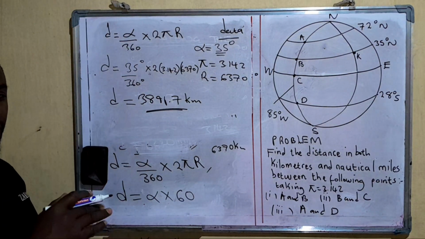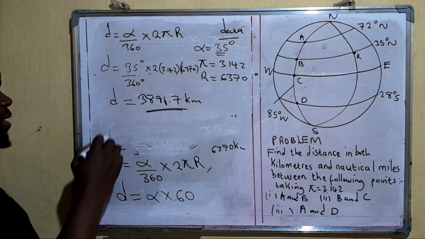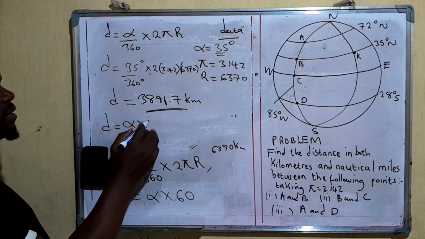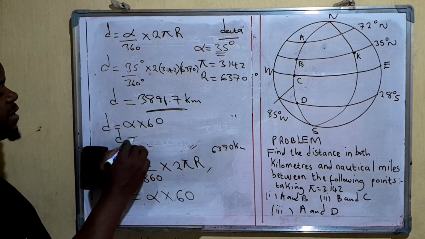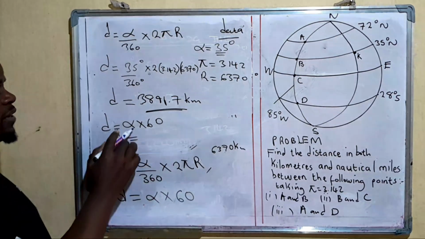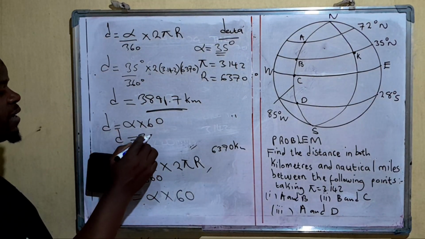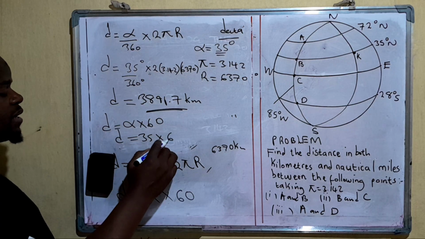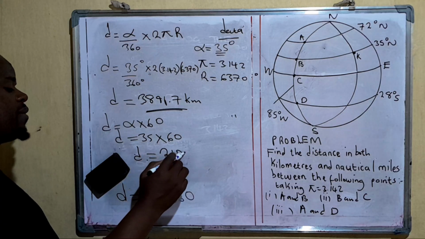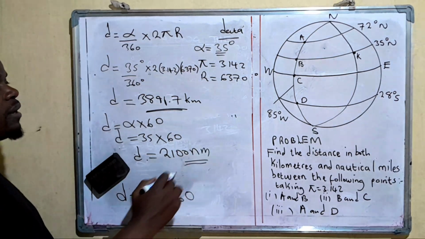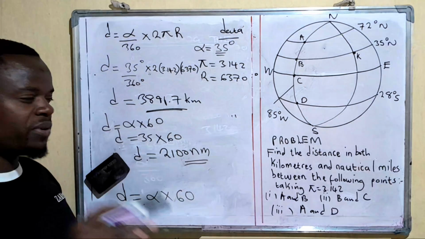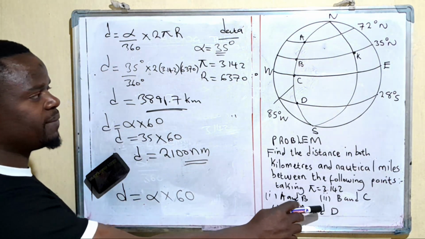We are done. We can move on and tackle the distance in nautical miles. So distance is equal to difference in latitudes times 60. The difference in latitudes is 35, so 35 times 60. Therefore, distance will equal 2,100 nautical miles. We've resolved the two questions, and just like that, we're done. Let's now resolve the distance between A and D.